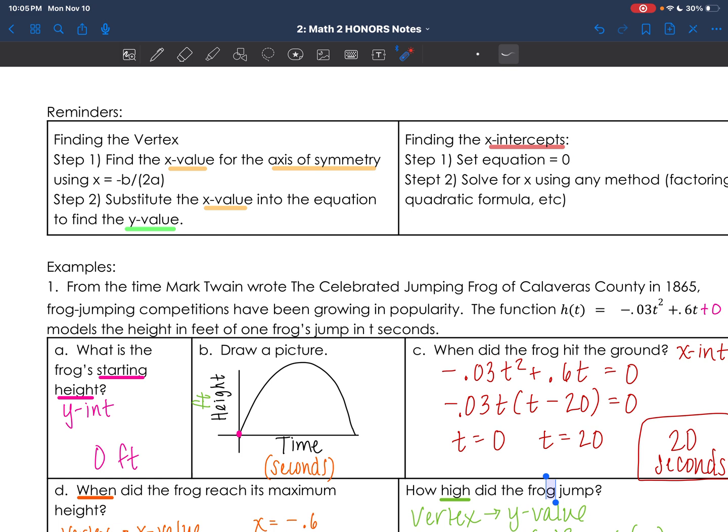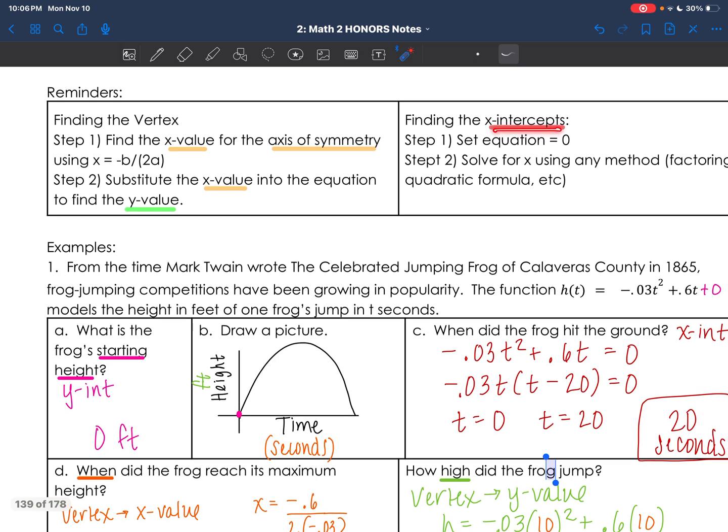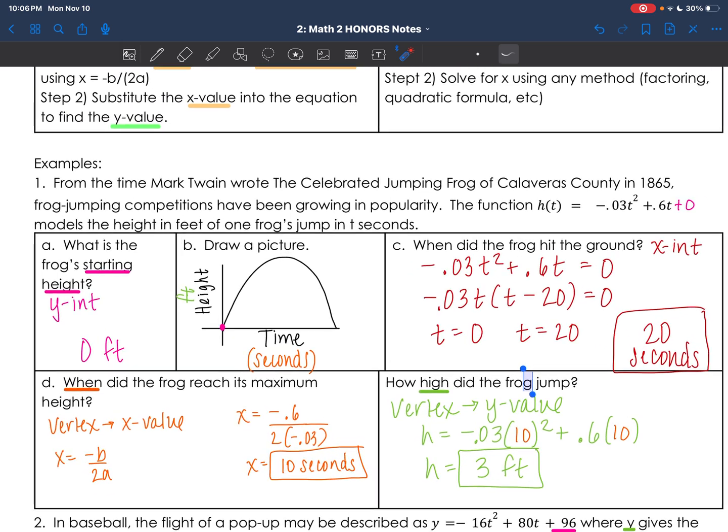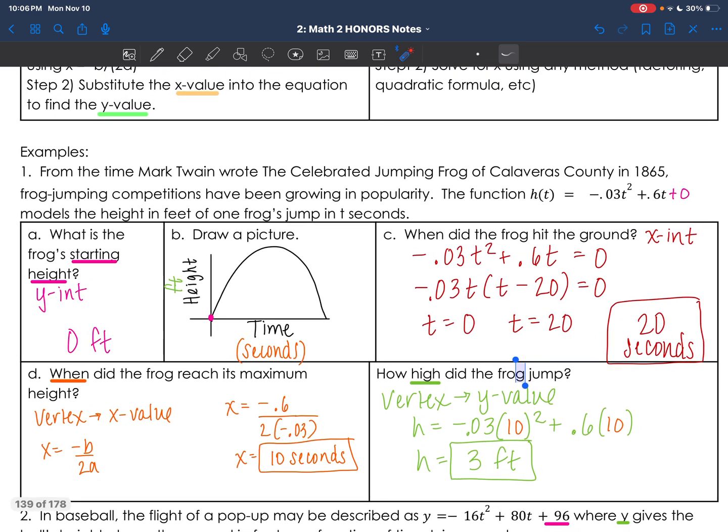And then on this one, whenever we're solving, it's important to find the vertex. And we're going to look for the x value by doing the axis of symmetry. And remember, it's negative b over 2a is x. And then once we get x, we're going to plug it into the equation, and we're going to find y. And then to find the intercepts, we just set the equation equal to 0, and then solve for x using any method. All right, so let's go ahead, let's get started with this first one.